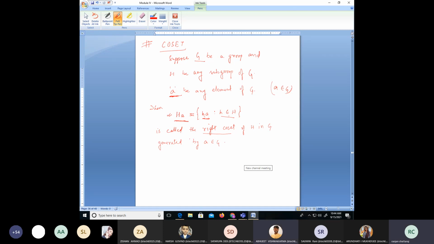Yes, sir. So here A is any element of G, meaning are we taking a particular element or all elements of G? No, this is the right coset generated by A. Similarly, you can take any element. If you are considering B, then that is generated by B.